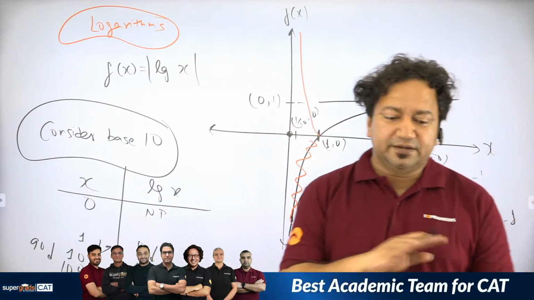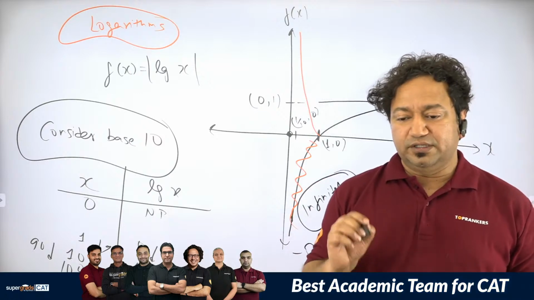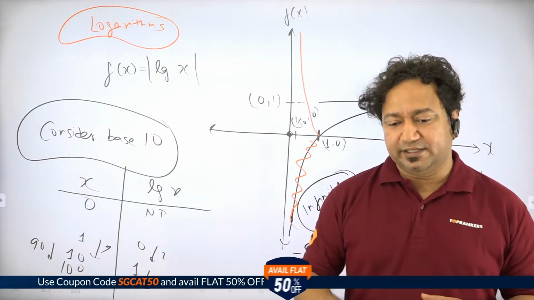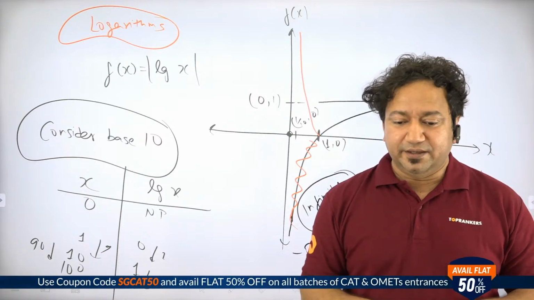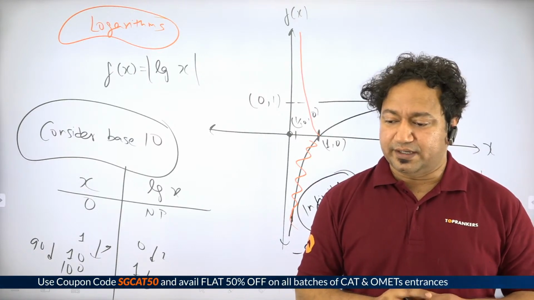By the way, there are other kinds of graphs. You can do one thing: put the value of x to be 0, 1, 2, 3, and check the corresponding values of y and mark the correct answer. That is how it can be done.